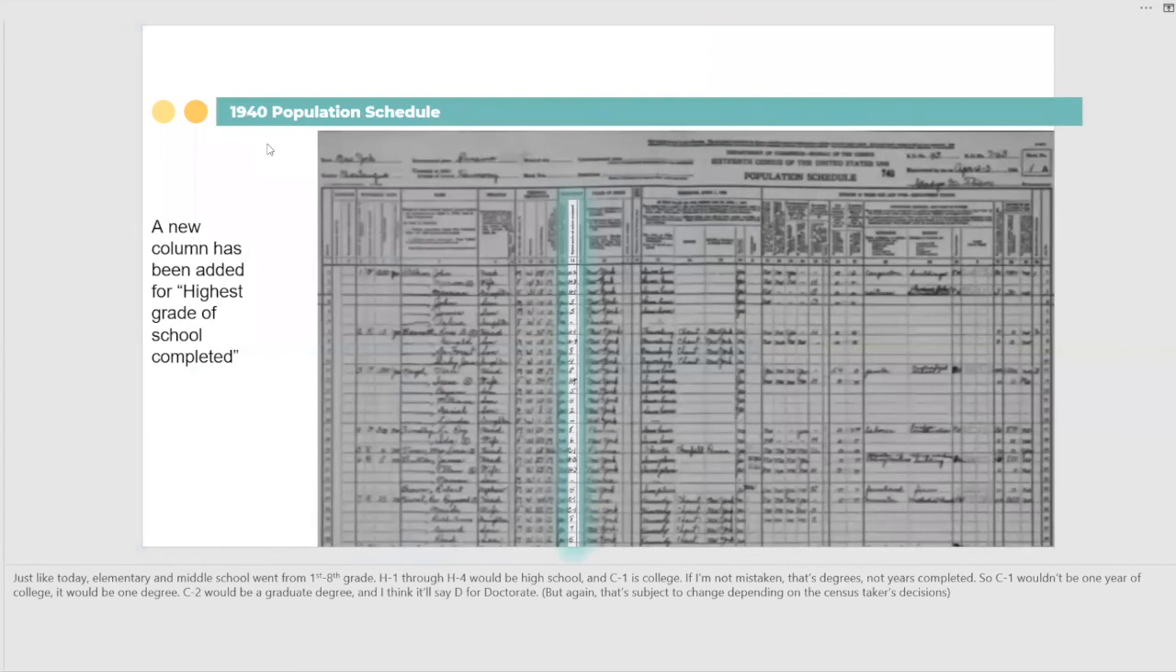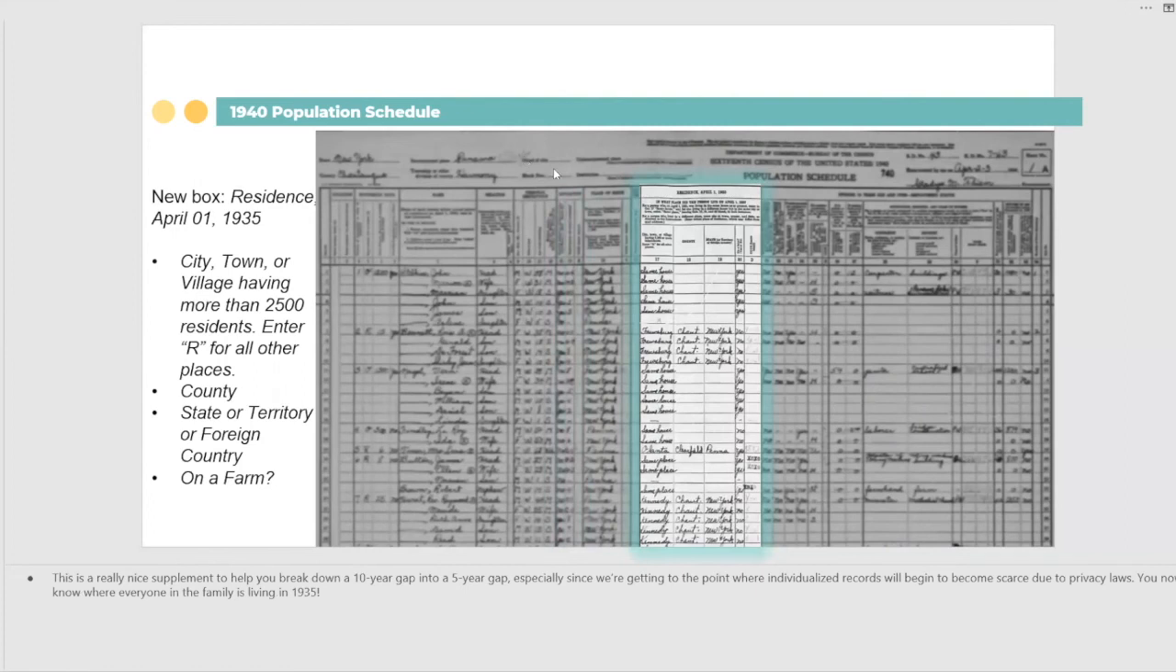Just like today, elementary and middle school at this point went from 1st to 8th grade, high school 1 through high school 4, obviously, and C1 is college. I've seen this done a couple of ways, so I needed to update these notes a little bit. Some places this is degrees, not number of years. And in other places, the census taker would enumerate the number of years that person had attended college. So it might not help you that much because it just depends on the way the census taker took that information. C2 would be a graduate degree and D for doctorate in this case. Again, that's subject to change depending on the census taker's decisions.